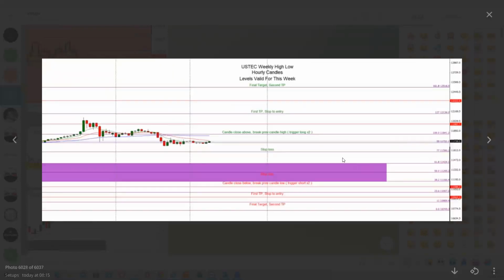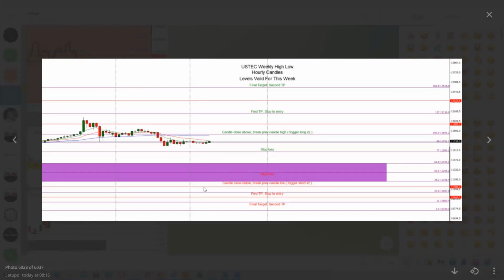On the USD weekly high-low, currently between levels of 89 and 100. If you look at the moving averages, 50 is above 21, above 8. That's indicating trend is down. So we're waiting now for a candle close below 38.2, break previous candle low to aim for the 23.6 first TP, 11-second TP, stop loss being at the 50.